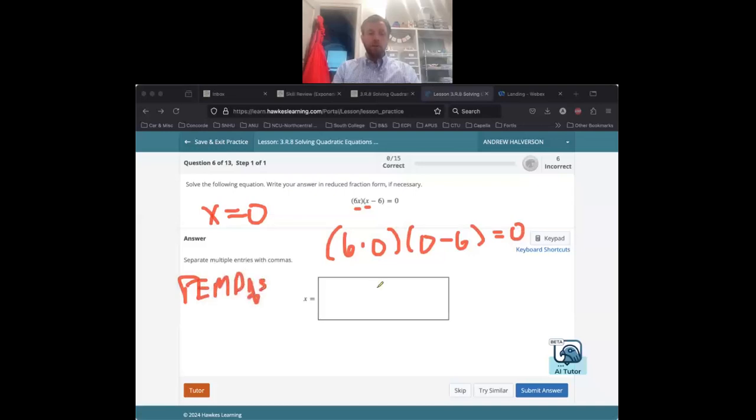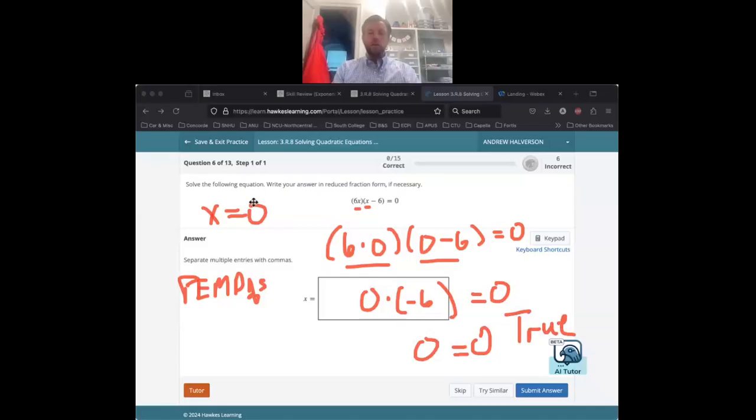So we do parentheses first. 6 times 0 is 0. 0 minus 6 is negative 6. Does that equal 0? Yes. It gives us a true statement. So x equals 0, check. It is a solution.